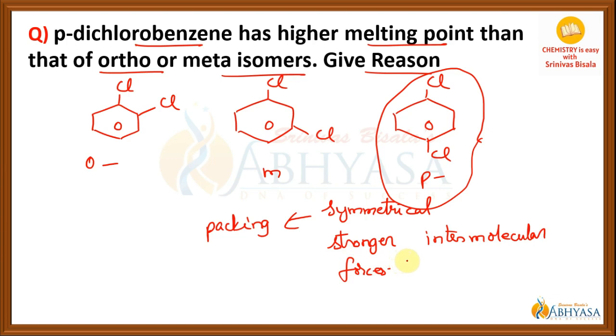two. I repeat, because of its symmetrical structure, the para isomer fits tightly in its crystal lattice, because of which there will be stronger intermolecular attraction forces, and that is responsible for the higher melting point of para-dichlorobenzene when compared to that of the ortho or the meta isomer. So that is about the second one. Let's move to the third one.